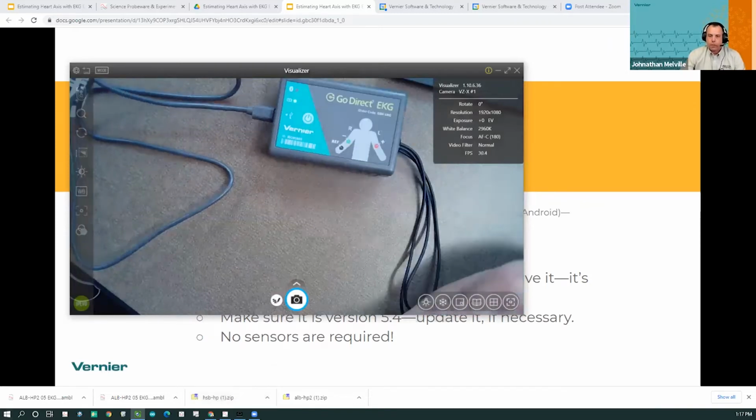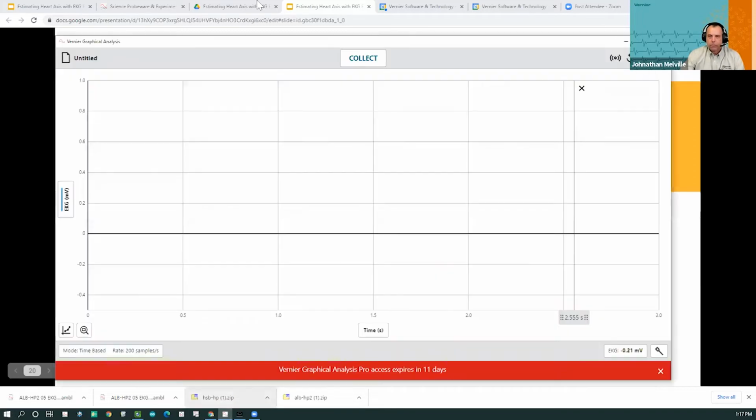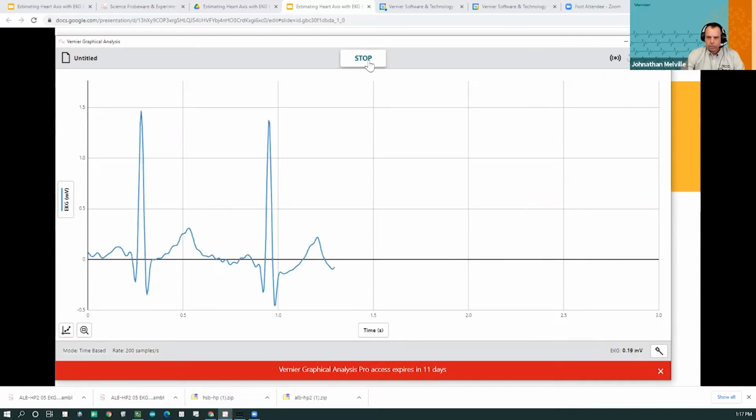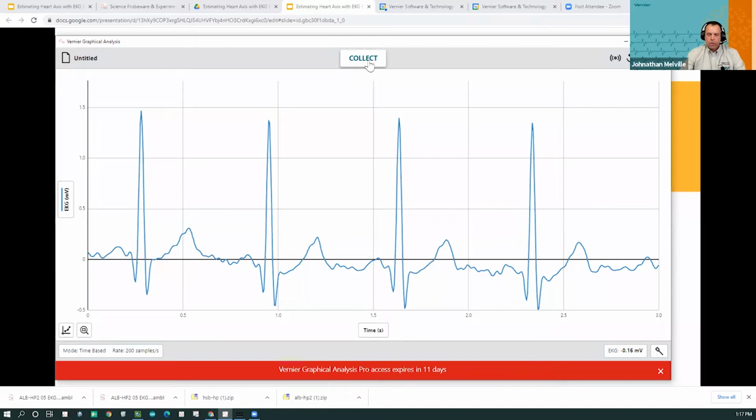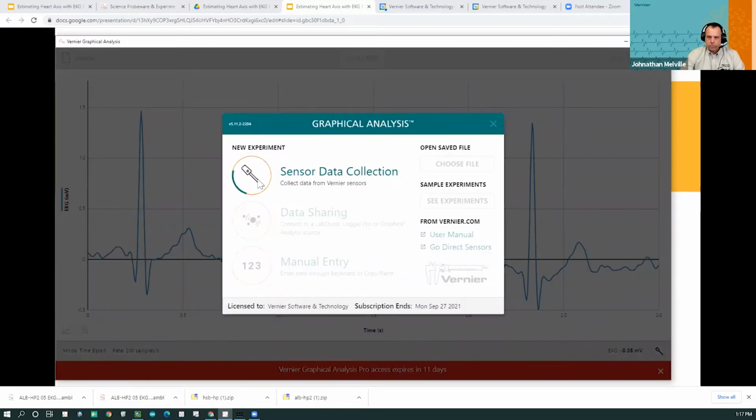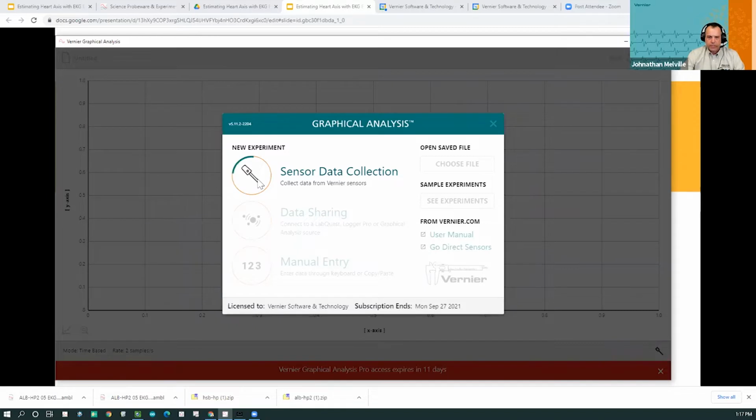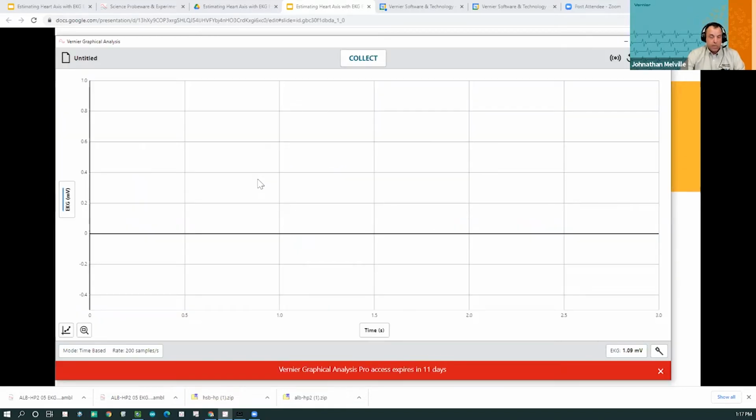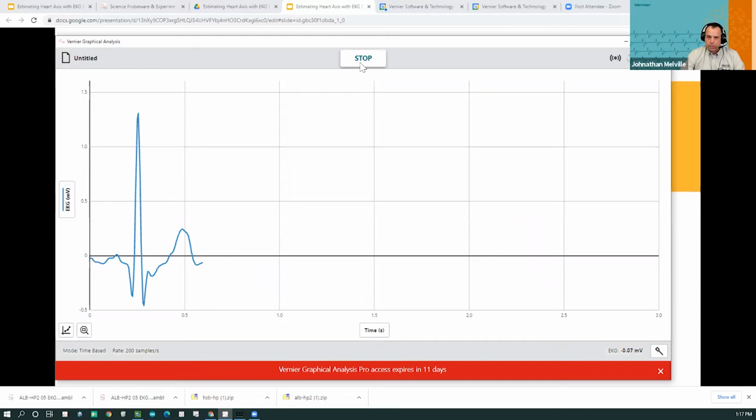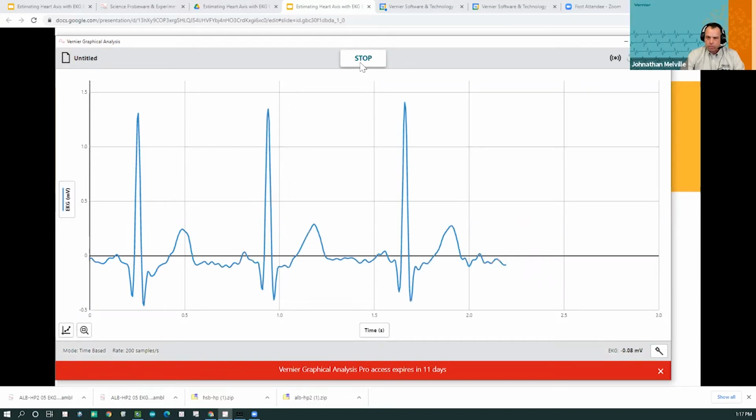All right, so let's go back to GA. Now I'm going to sit quietly and let's record an EKG trace. Let's just do one more. I'm going to do file new. What's really nice is that if the EKG sensor is just plugged in over USB, you can just do file new and record again. So there we go. That's lead one. Let's go back.